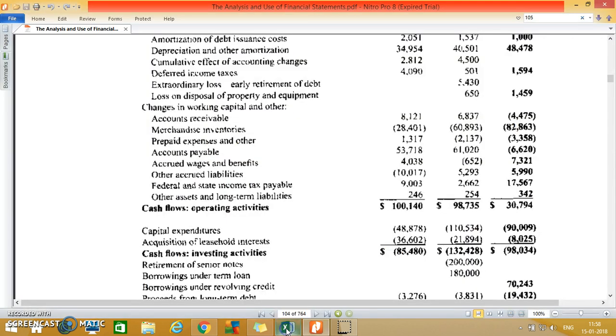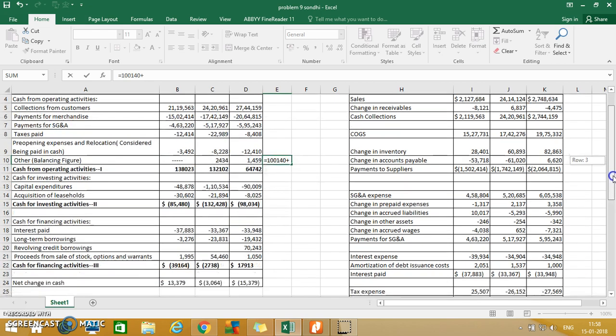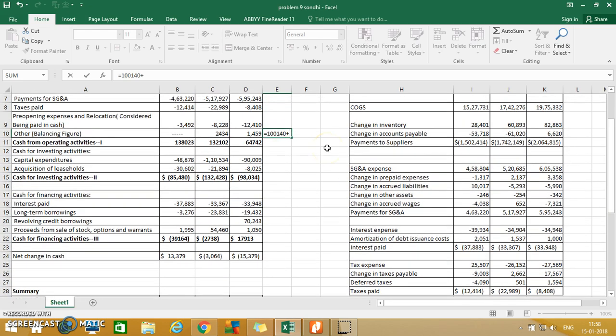How much was the outflow? What was the cash from operating activities here? 100,140, and then I add back that amount of interest which is actually adjusted in the investing activity, 37,883 million dollars. So that is why my cash from operating activities would be 138023. The same in the case of the second year and the third year. What I did with this interest is that I have taken it into the financing activities. That is what we need to do.